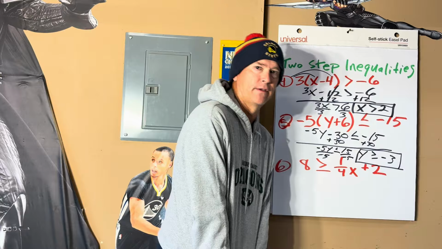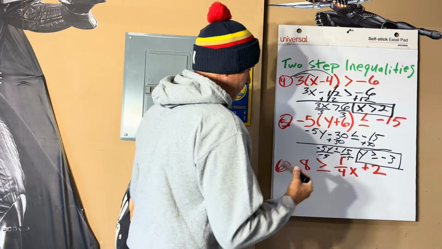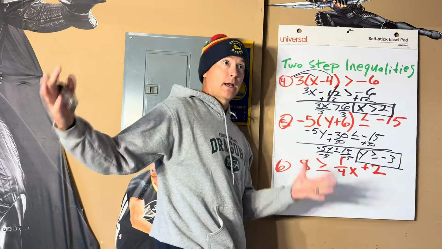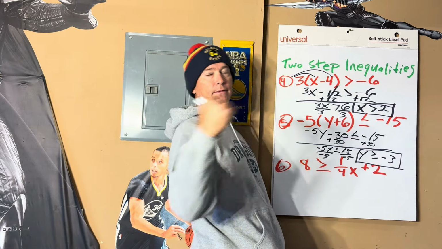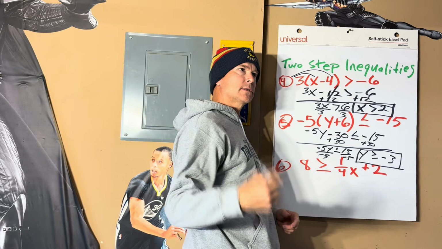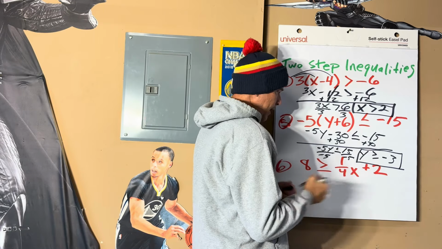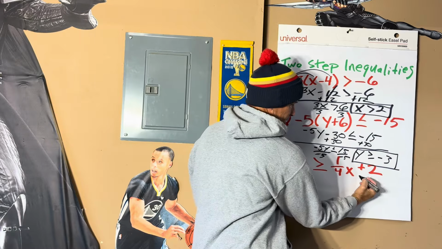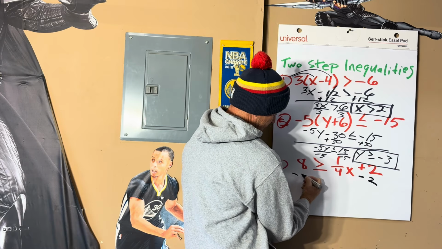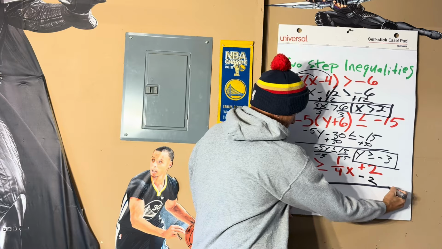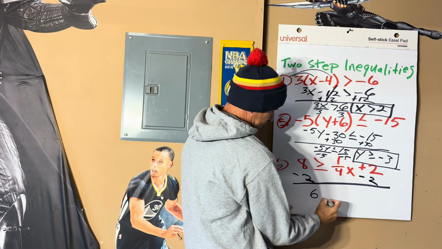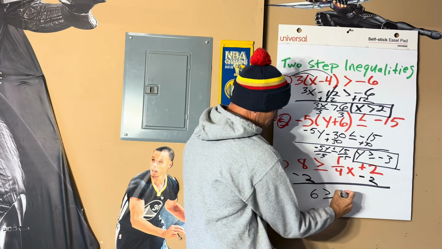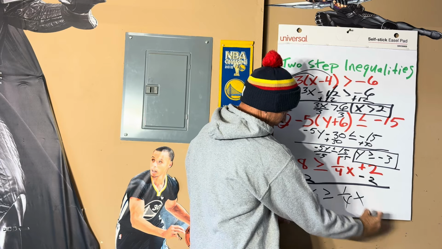Okay, last one. Ooh, I put a fraction in there just to wake you up. Ooh, tricky. It's on that side. I don't know what to do with it on that side because normally it's on this side. It don't matter. Whatever is on the side of the variable. Okay, so -2, draw your line. 6 is greater than or equal to 1/4 x.